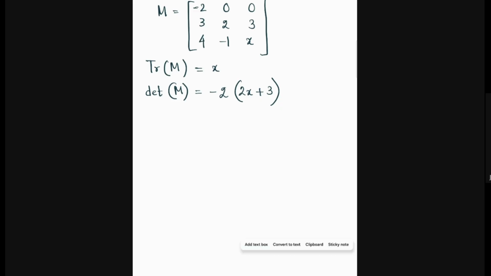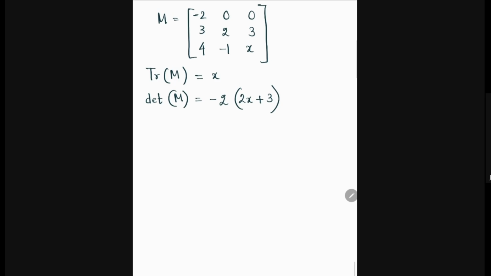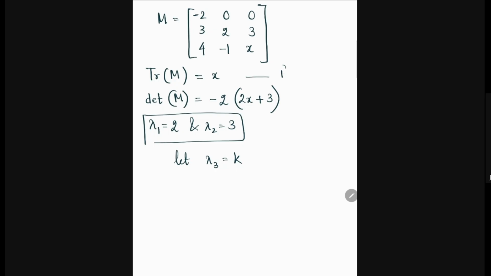Shivakant is saying option B is correct. Let's see what happens. Indumati is saying option A. Let's solve, because we have two conflicting answers. Now lambda 1 is 2 and lambda 2 is 3. These are given. We know this. So let's say lambda 3 is k. So let's number these equations.